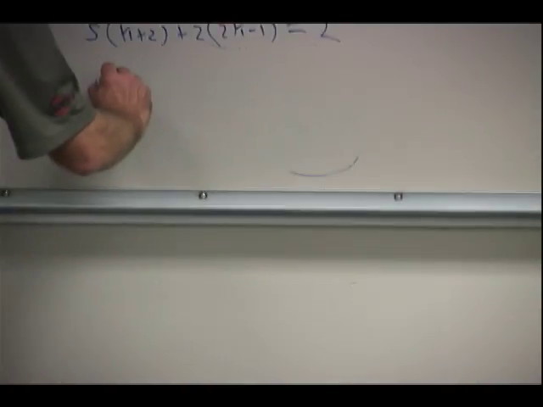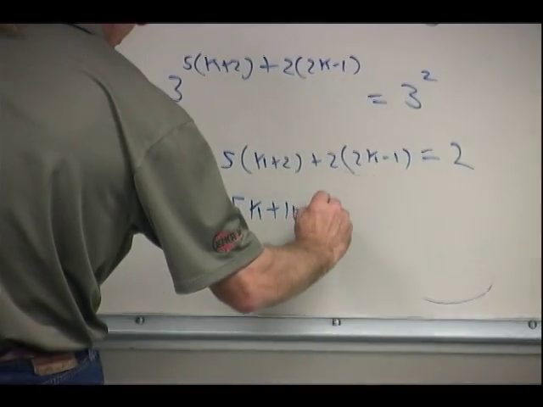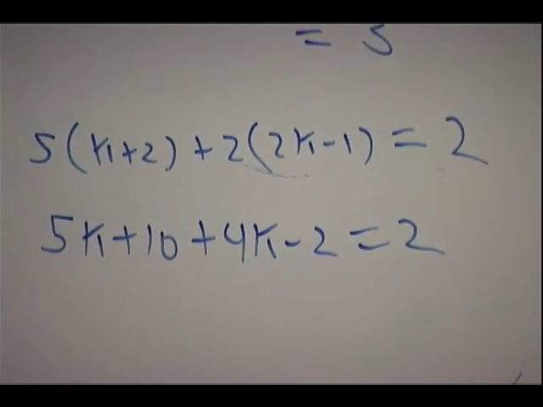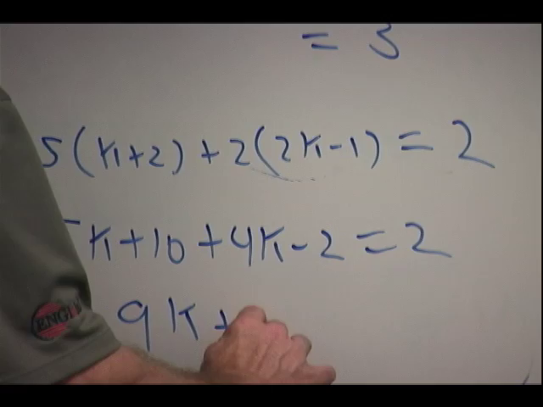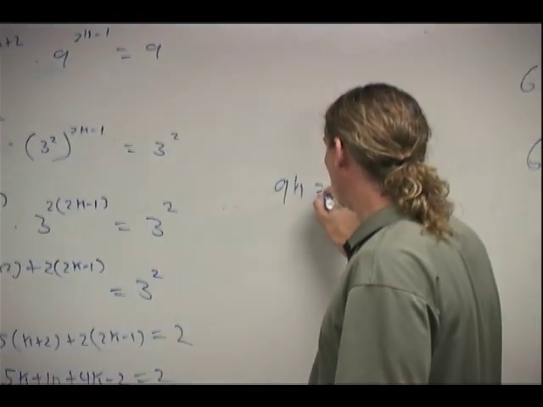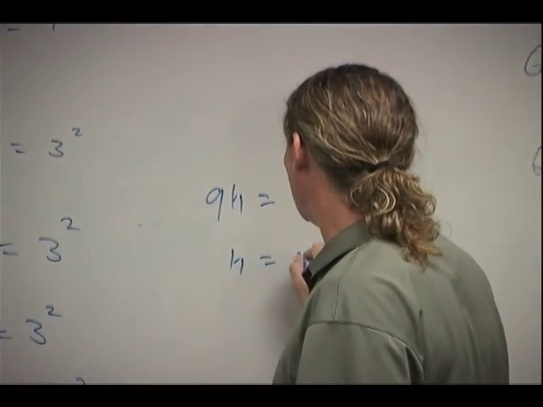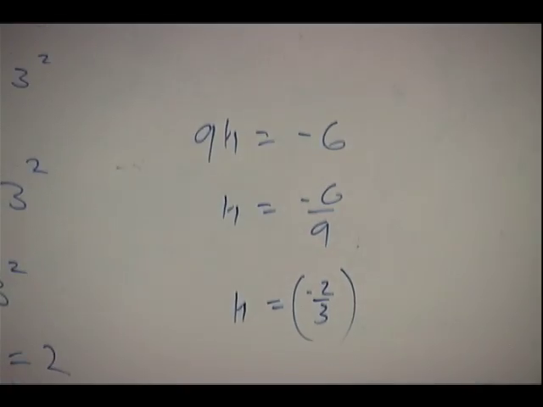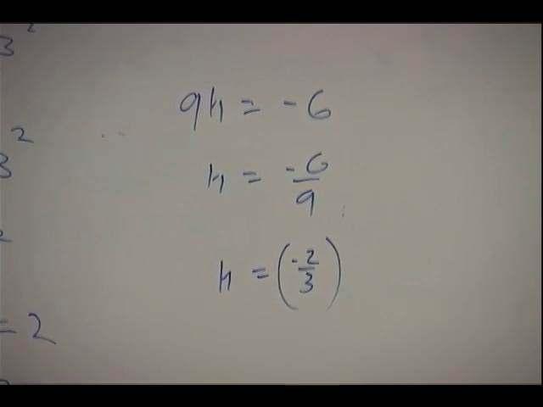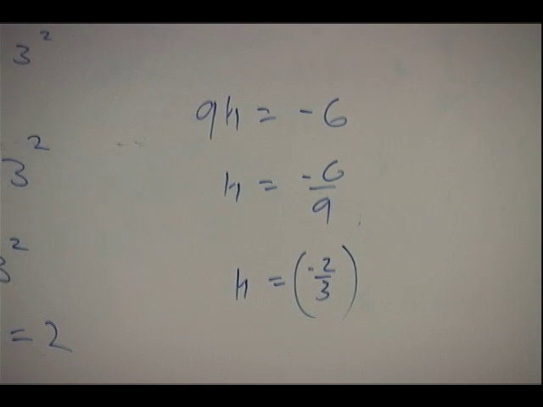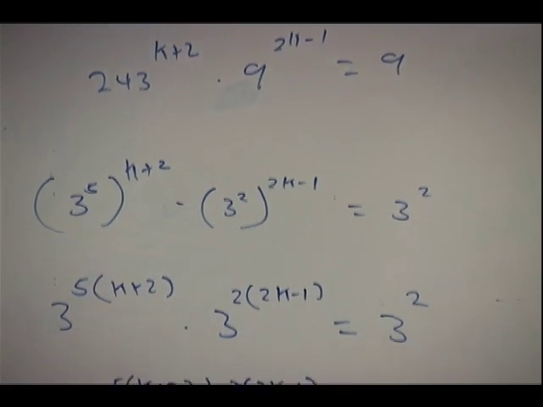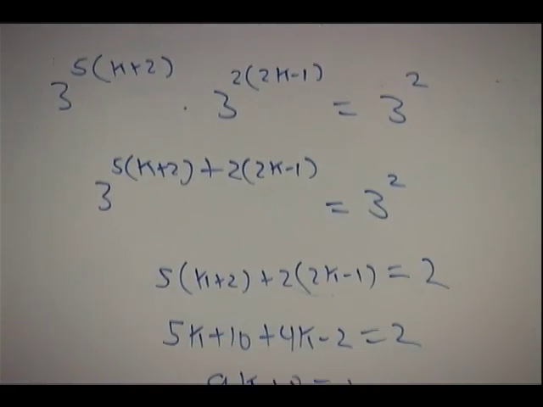So we have 5k plus 10 plus 4k minus 2 is equal to 2. Distributive property, now we combine like terms. 9k plus 8 is equal to 2. We'll move over here since I'm running out of room. I got 9k is equal to negative 6. k is equal to minus 6 over 9, so k is equal to minus 2 over 3 when you reduce. I hope that will help you with the motivation for number 21.